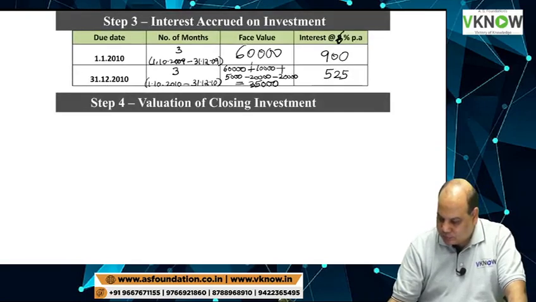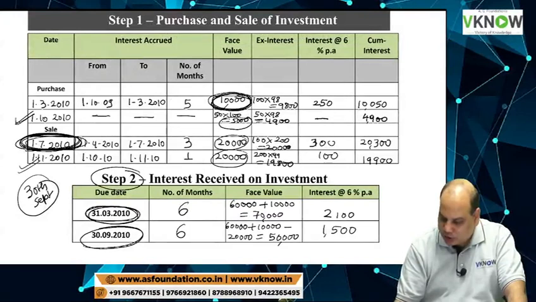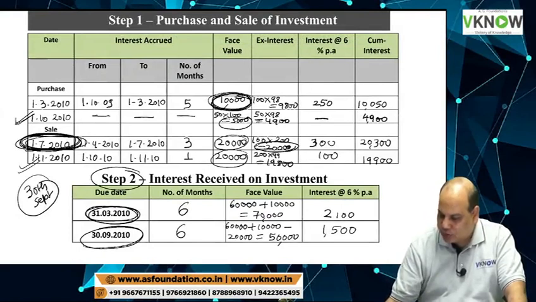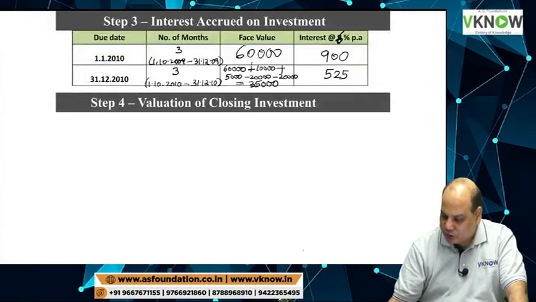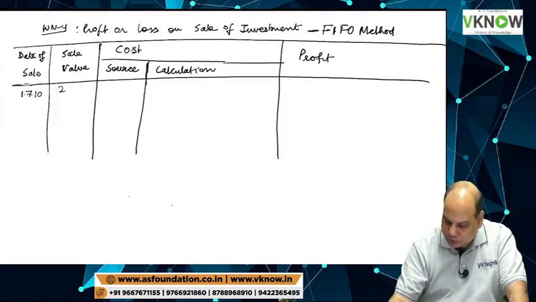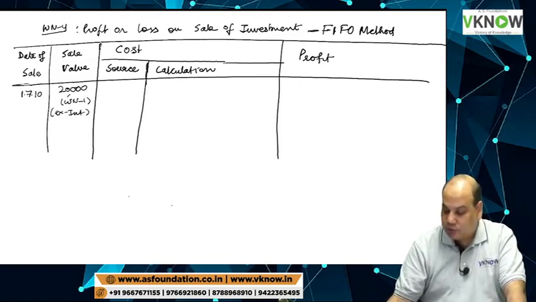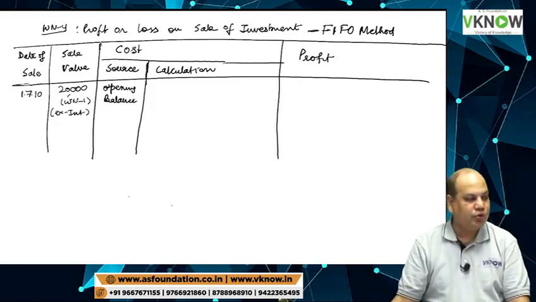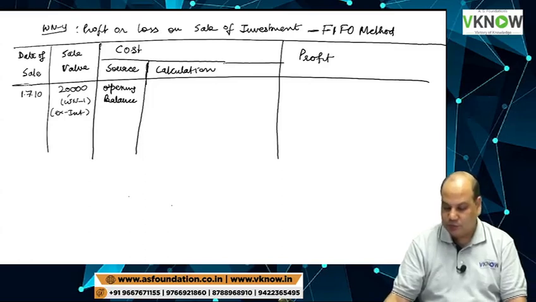Now go to working note 1. Can you see the third line, 1st July 2010? You will take this ex interest amount as sale value, 20,000, in bracket working note 1. If you want to write more, ex interest amount. Now for cost, the source will be opening balance, because we are following FIFO.